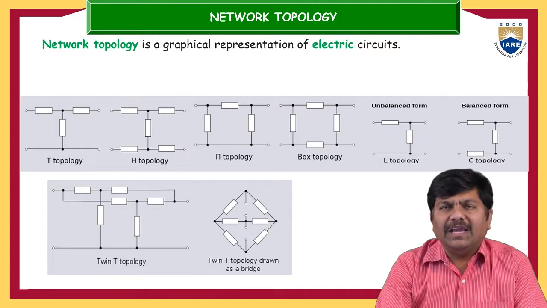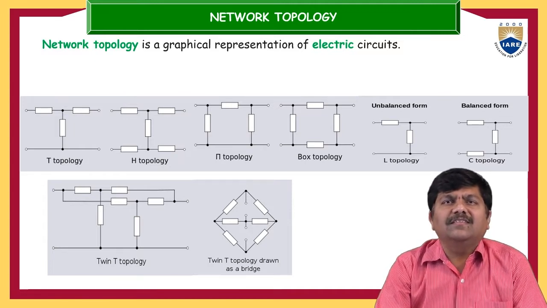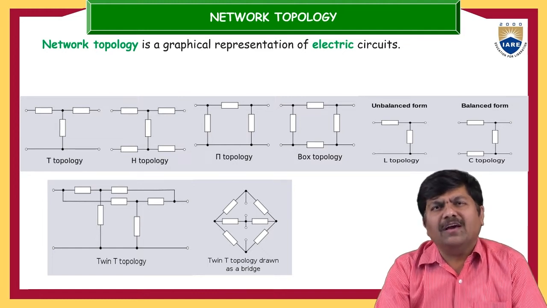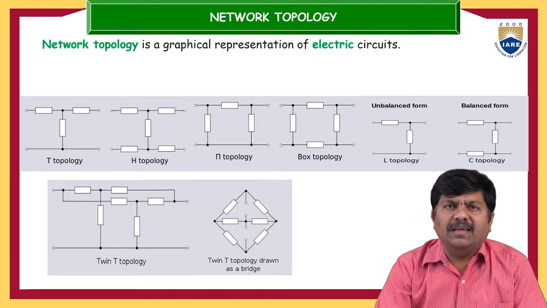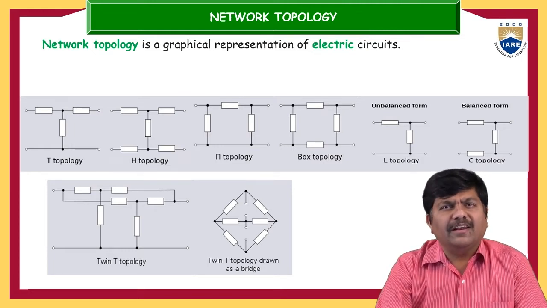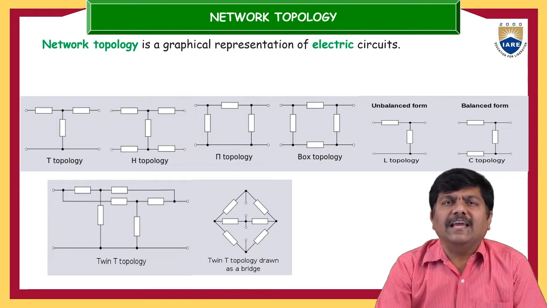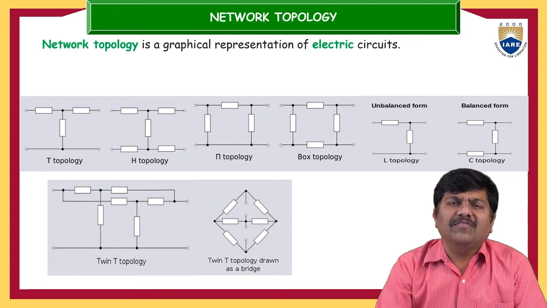So here we have given different topologies, that is T topology, H topology, pi topology, box type of topology, L topology, C topology, twin topology, twin T topology drawn as a bridge. So many configurations, there are a lot of network topologies. Network topology is nothing but reducing or representing any network in the topology form. In the topology form means what exactly? What do you mean by that?